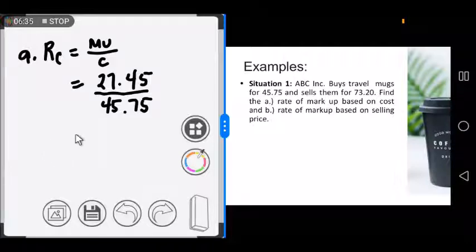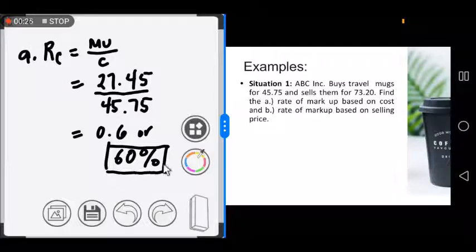Okay? So, we can calculate this. If we use the calculator, we will arrive at 0.6. If we convert this to percent form, just move 2 places to the right or multiply by 100%. So you will have 60%. So the rate of markup based on cost is 60%.